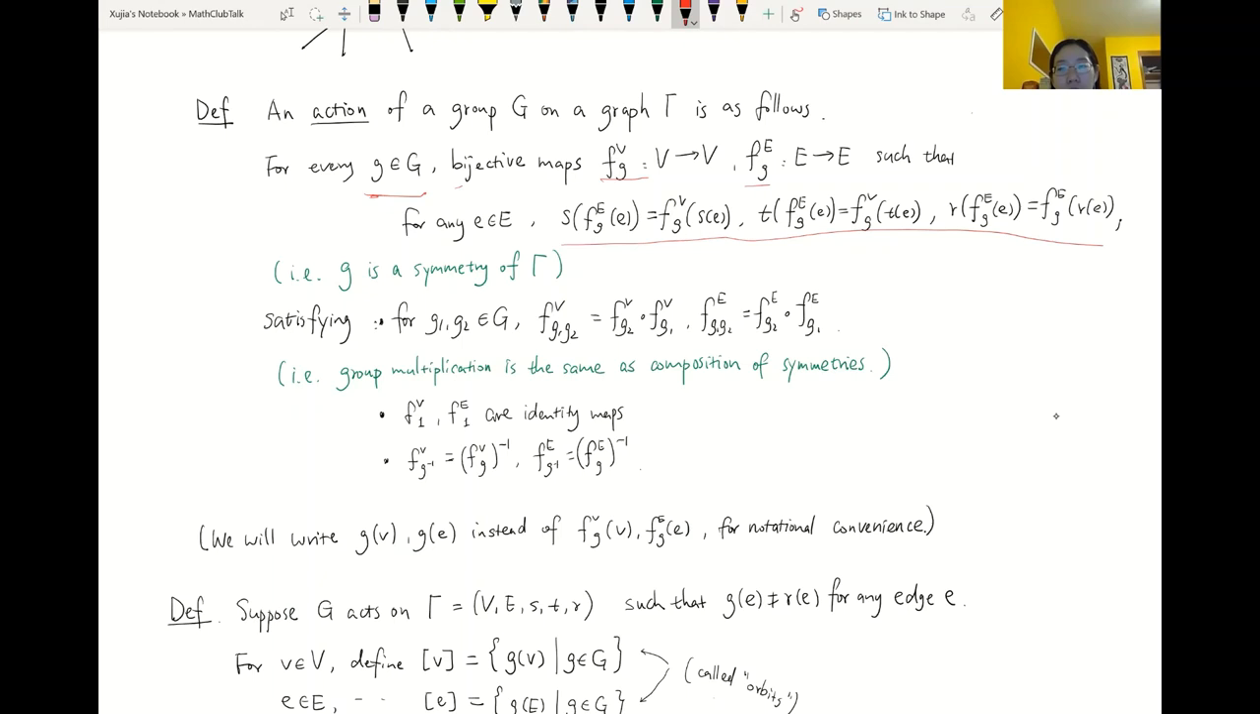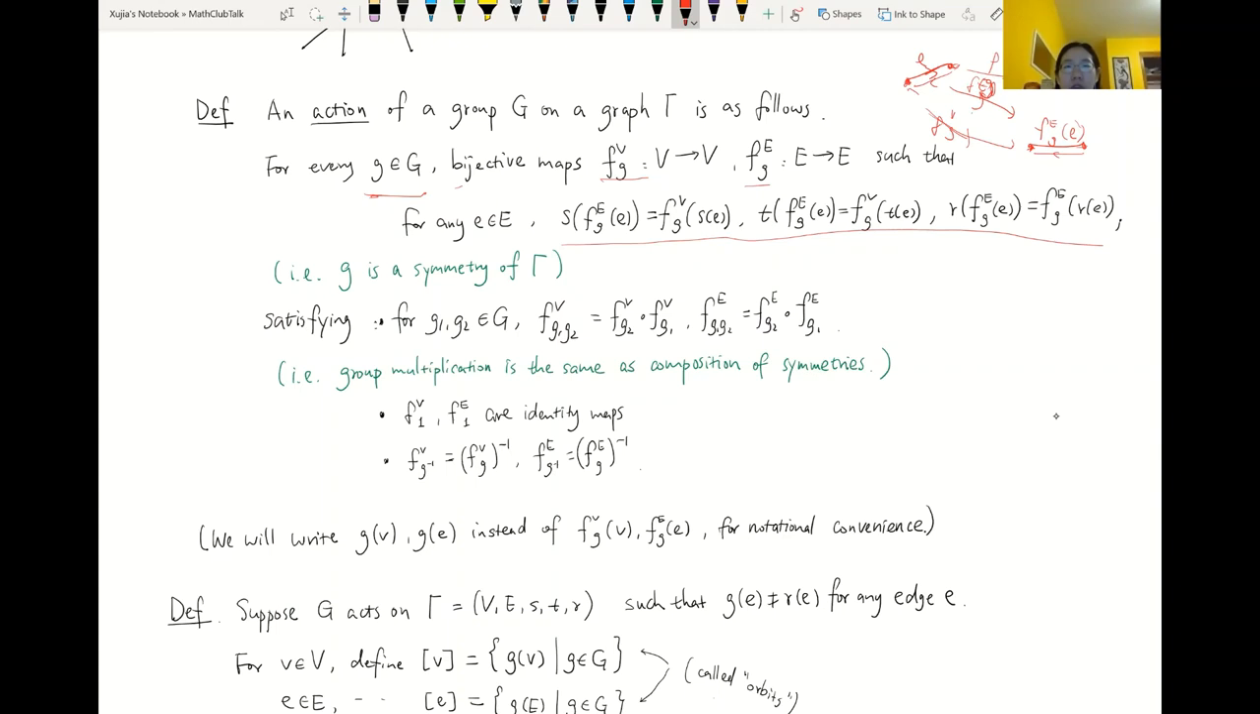So we have such an edge E here, which is going to be mapped by g to F_E,g of E here. It's also going to map this vertex to some element, and this vertex to some other element, by F_V,g. We require that the source of the edge is again mapped to the source of this edge, so this vertex has to be mapped to this vertex here. This vertex, as a target of this edge, has to be mapped to the target of this edge as well. And the reversal of E also needs to be mapped to the reversal of E here, which means g preserves the structure of the graph. So it's a symmetry of the graph.